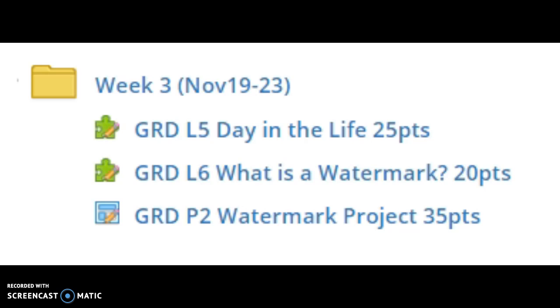Then you guys are going to be introduced into watermarks. Watermarks are something that's very important when it comes to graphic design. They're used quite frequently. So it gives you a little history, tips and tricks about watermarks, and then also a project for you to start creating your own watermark.